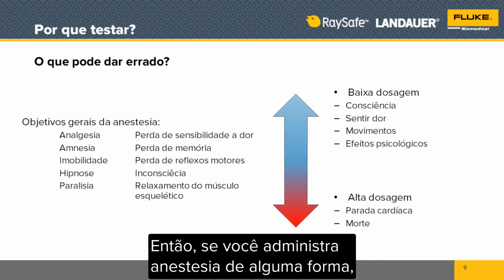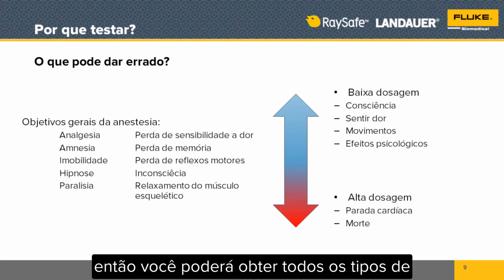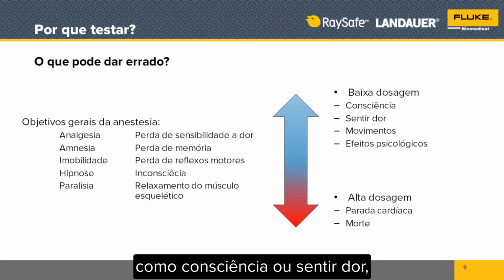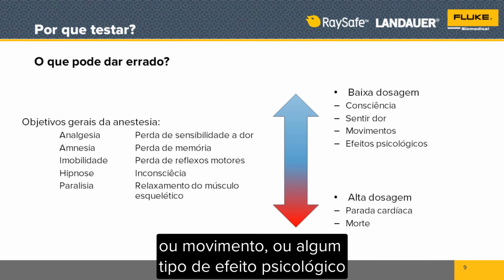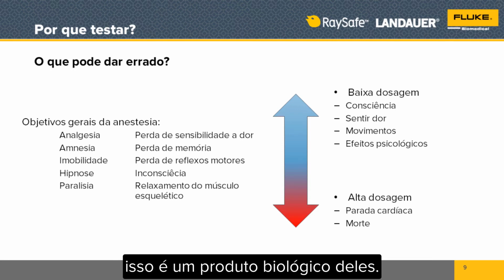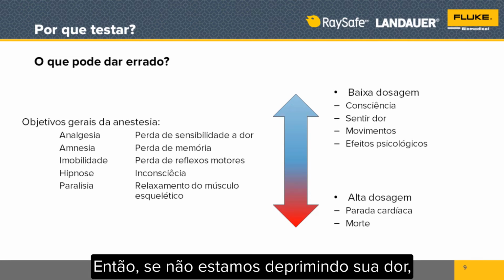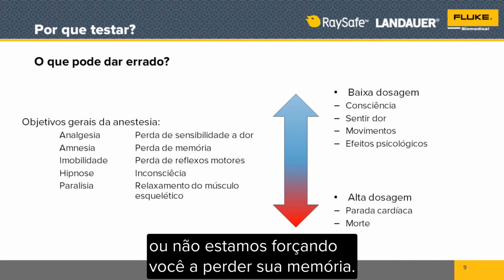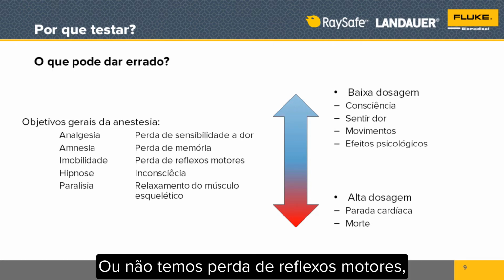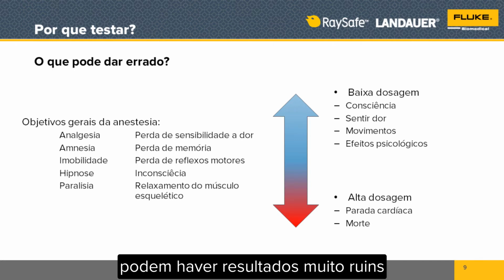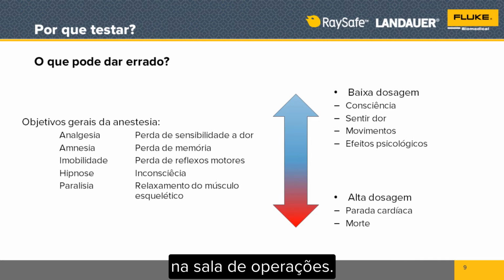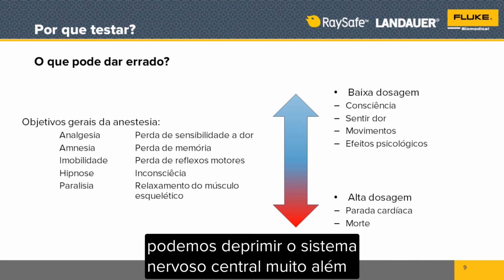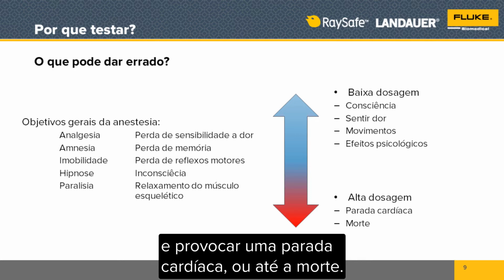If you under-administer anesthesia in some way, then you can get all kinds of undesired effects, such as awareness or feeling pain or movement or some kind of psychological effect that's a byproduct of those. So if we're not suppressing your pain, or we're not forcing you to lose your memory, or we don't have a loss of motor reflexes, then there could be some very bad results in the operating theater. On the other side, if we over-administer, we can depress the central nervous system too far and put somebody into cardiac arrest or even death.